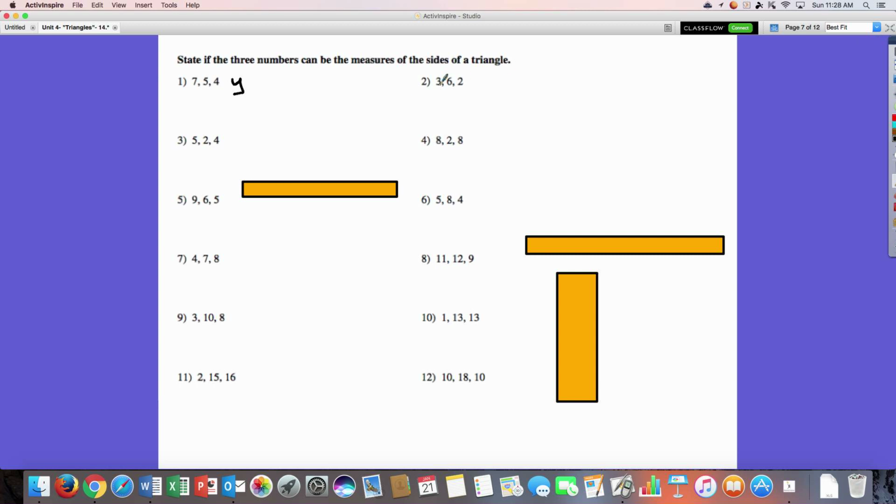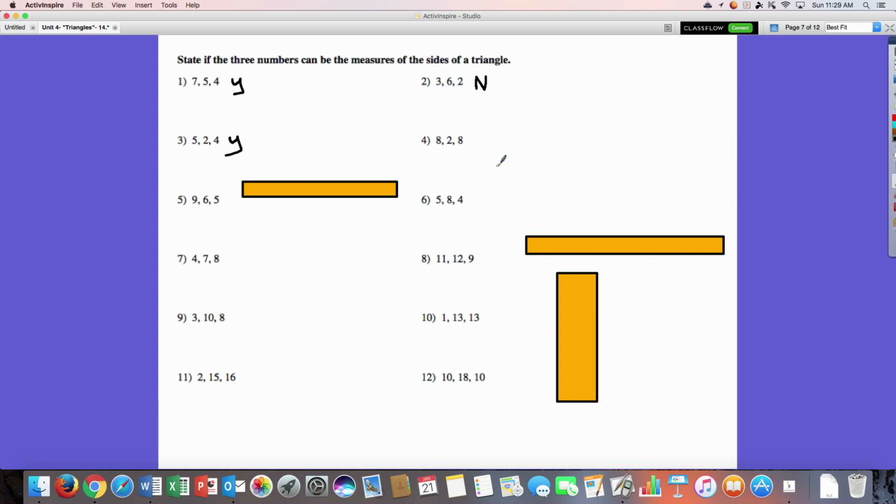Let's look at number 2. 3 plus 6 is 9. That's bigger than 2. 6 plus 2 is 8. That's bigger than 3. And 3 plus 2 is 5. Is that... Oh, wait a minute. 3 plus 2 is 5. That's not bigger than 6. That's a no. Let's look at number 3. 5 plus 2 is 7. That's bigger than 4. 2 plus 4 is 6. That's bigger than 5. And 5 plus 4 is 9. That's bigger than 2. Number 3 is a yes.